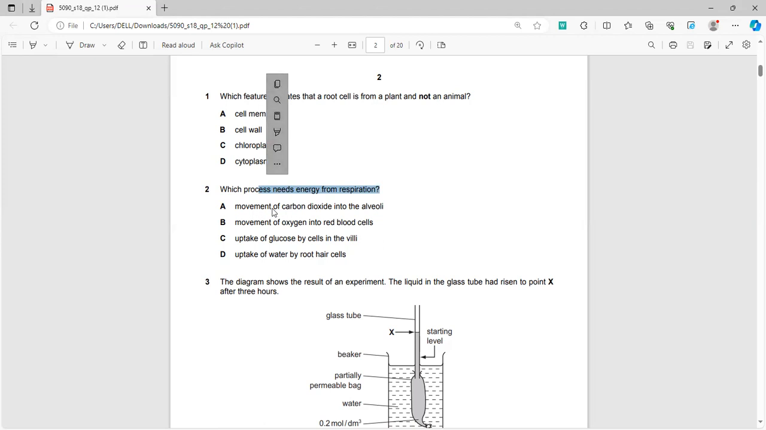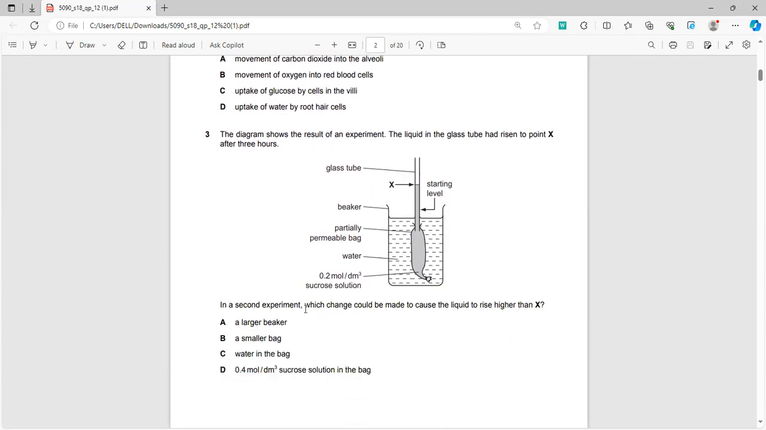Option A is movement of carbon dioxide into the alveoli, B is movement of oxygen into red blood cells, and C is uptake of glucose by cells in the villi. This is the process in which energy is required, because the uptake of glucose is carried out by the process of active transport. All three of the other processes take place by diffusion.